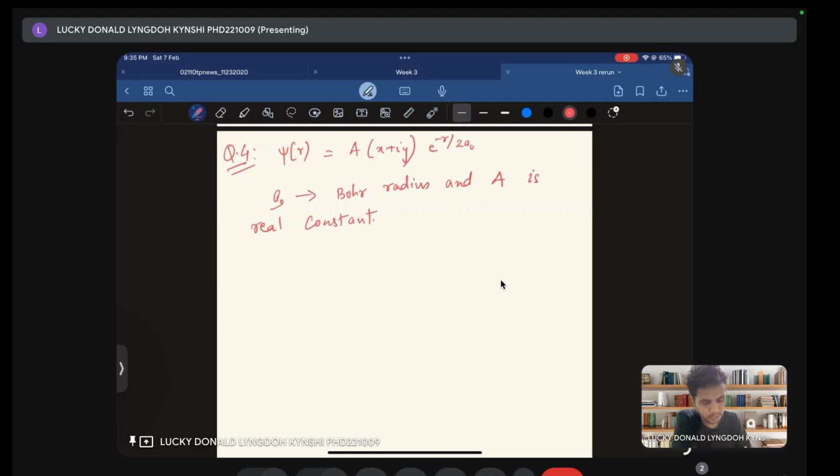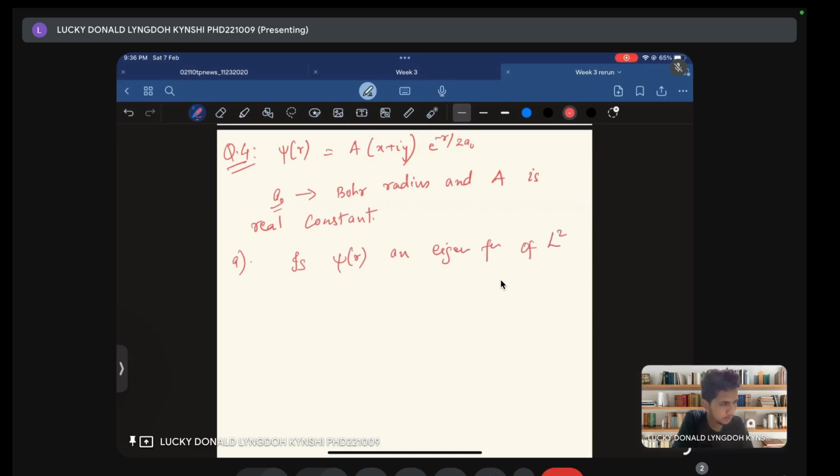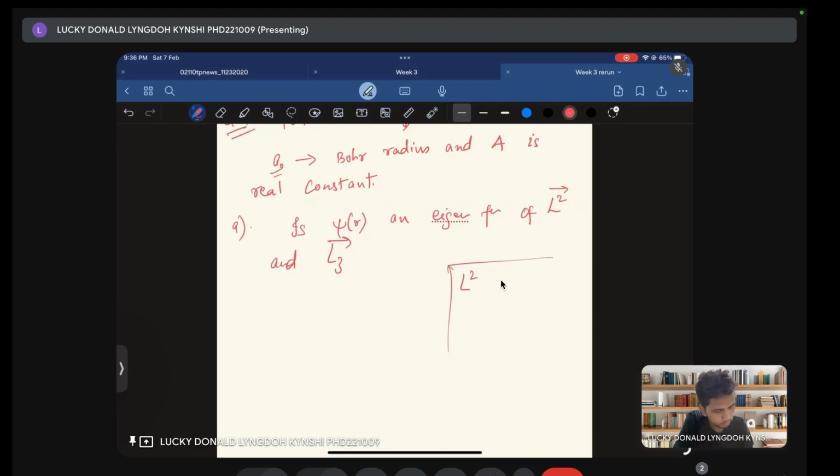Okay, as soon as you see a naught equal to Bohr radius, it automatically comes to your mind that it is a hydrogen atom. Now question A asks: is psi of r an eigenfunction of L squared and Lz? Again, I'll give you on the right: L squared of psi is l(l+1) h cross squared of psi, and Lz of psi is equal to m h cross of psi.